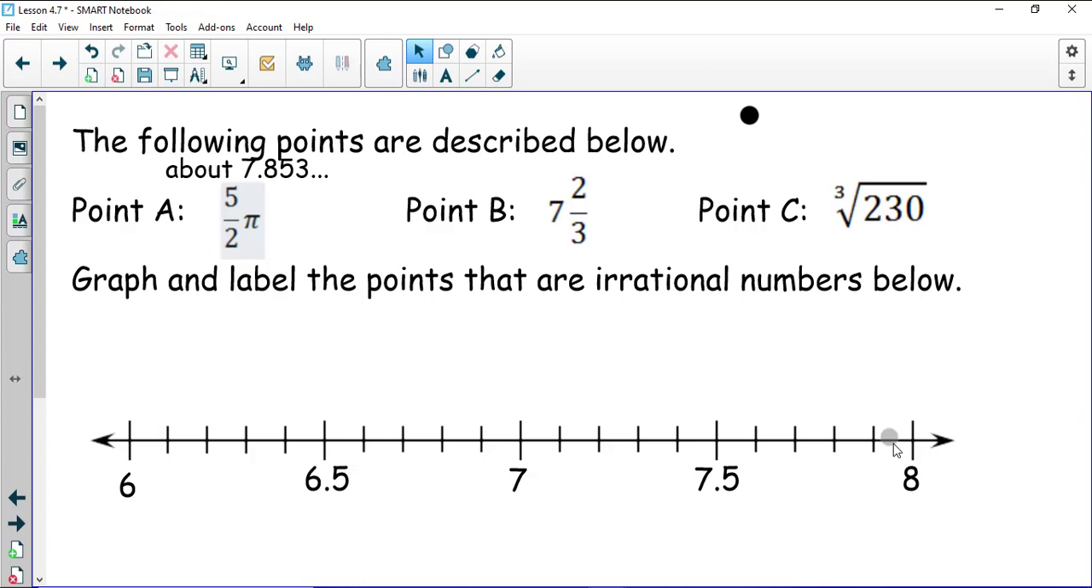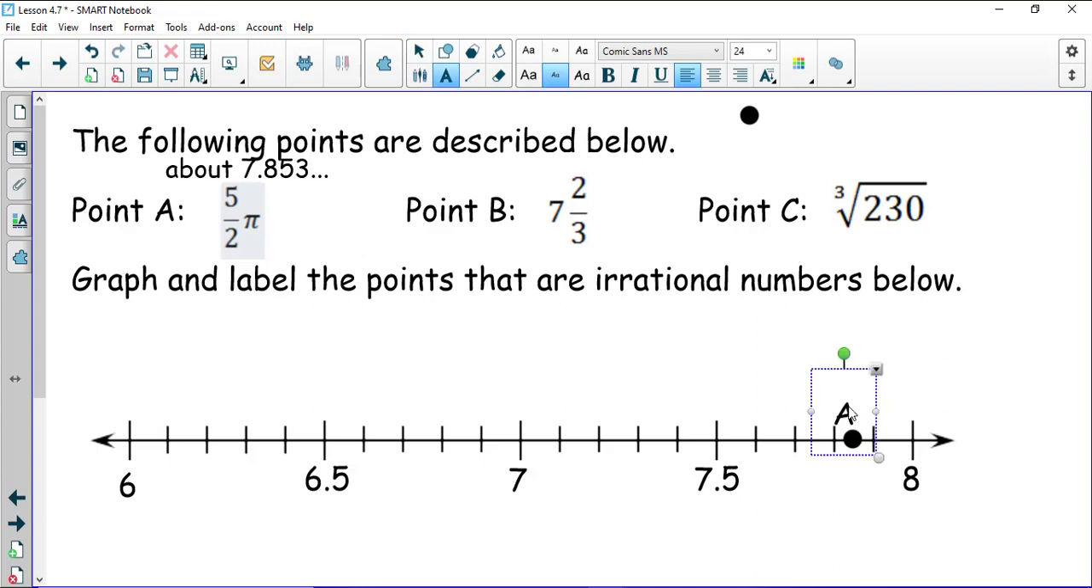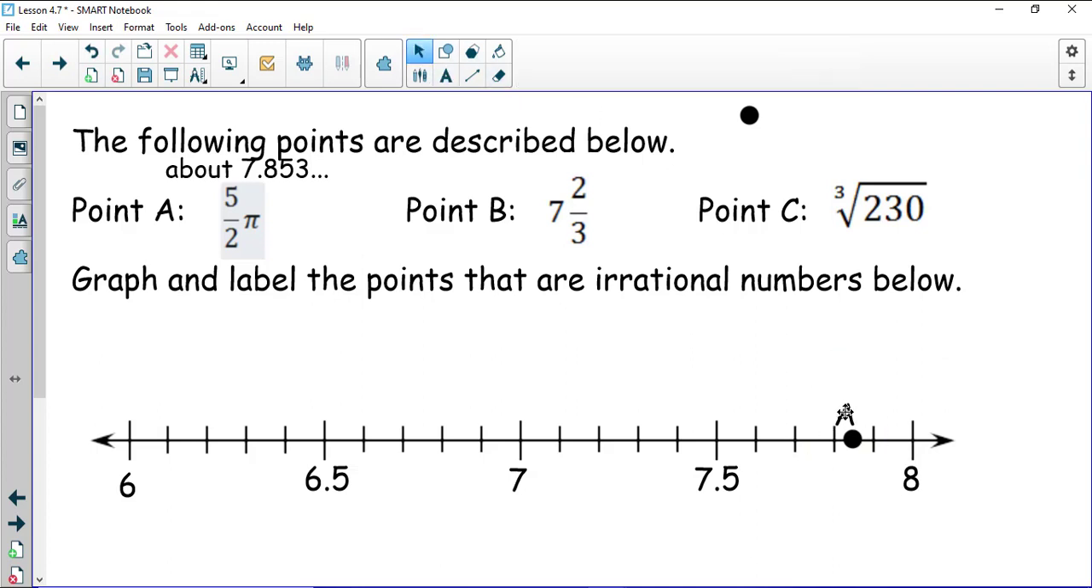Now, if you have this point over here, that's a problem. If I have that point over here, that's above 7.9, that doesn't make sense. If I have it over here, that doesn't make sense. If I have it right above that 7.8 mark, again, that's not really correct either. It's closer. We want it about halfway here between 7.8 and 7.9. So I'm going to label that point A. So that's where point A would be located. We want to be as precise as possible. It's really important for us.